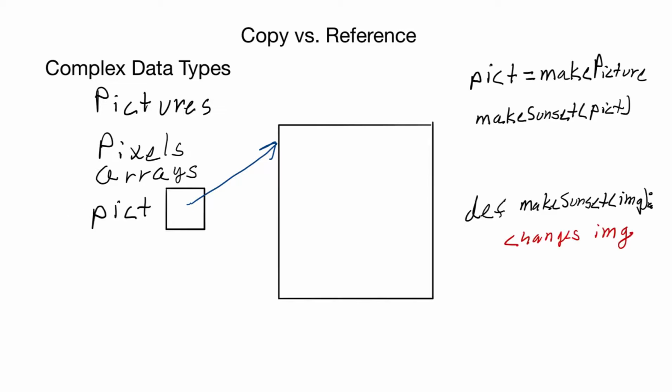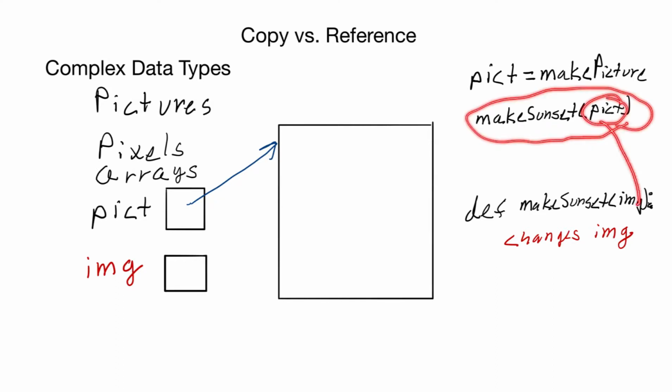You've actually had a lot of experience with this. You've read a picture off of the disk and assigned it a name, and that pic is now a name with a reference that points to the picture you read off the disk. Then you call a function that passes the picture in, usually calling the picture by a different name, and it somehow changes the picture. Now in this example, we're calling make sunset and passing in our picture for the image.